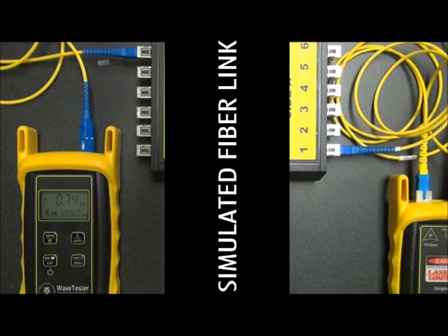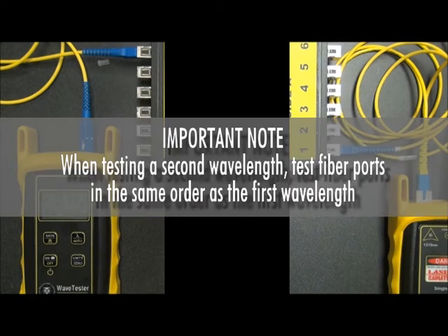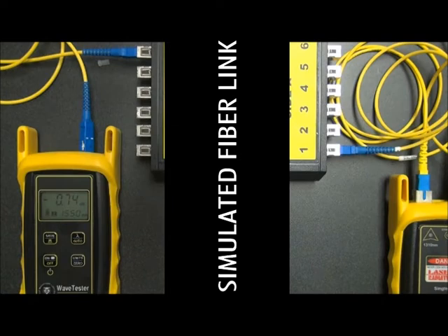When the WaveTester downloads its data, it organizes the test readings. It basically puts the first 1310 reading it took with the first 1550 reading it took. That's why it's very important to make sure that you test the fibers in the same order at both wavelengths. So as you can see, we've taken a reading here for port number 1.